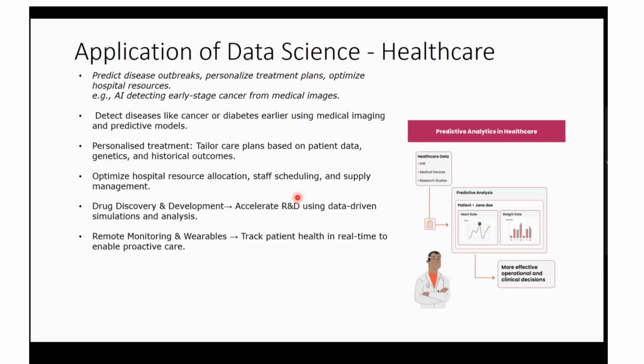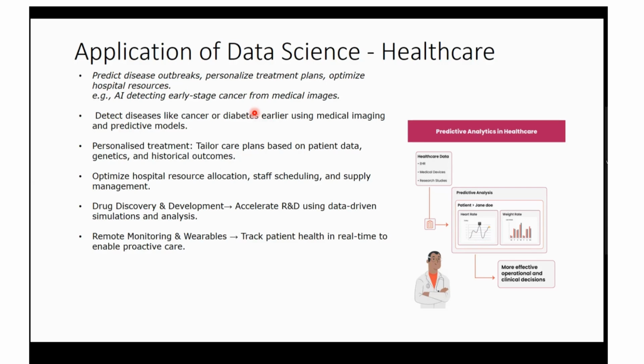Now, how can data science be used in healthcare? As I mentioned earlier, you could use AI to predict diseases. You can use it to personalize treatment plans or optimize hospital resources. For example, using AI to detect early-stage cancer from medical images. You can use deep learning methods or convolutional networks. We shall learn more about this. These are deep learning models that go through images and tell you if an image has a pattern that indicates cancer in the human body.